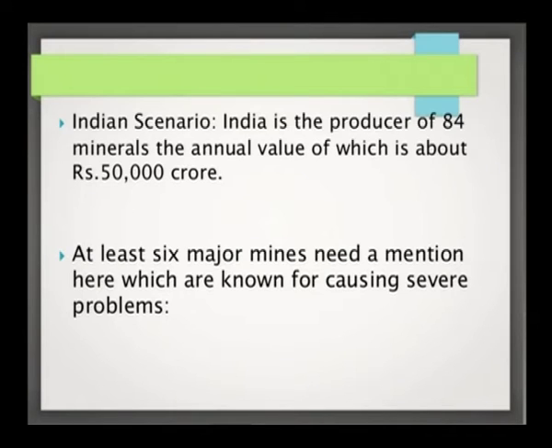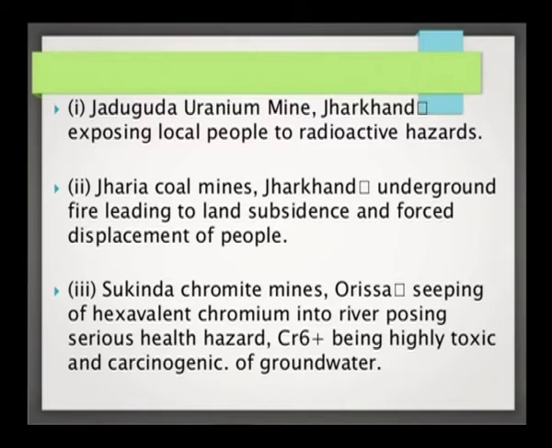At least 6 major mines need a mention here, which are known for causing severe problems. Jaduguda uranium mine in Jharkhand has been exposing local people to radioactive hazards for many years. The Jharia coal mines in Jharkhand, again, underground fire leading to land subsidence and forced displacement of people, because once a mine comes in that area, that land becomes very useful and goes beyond value.